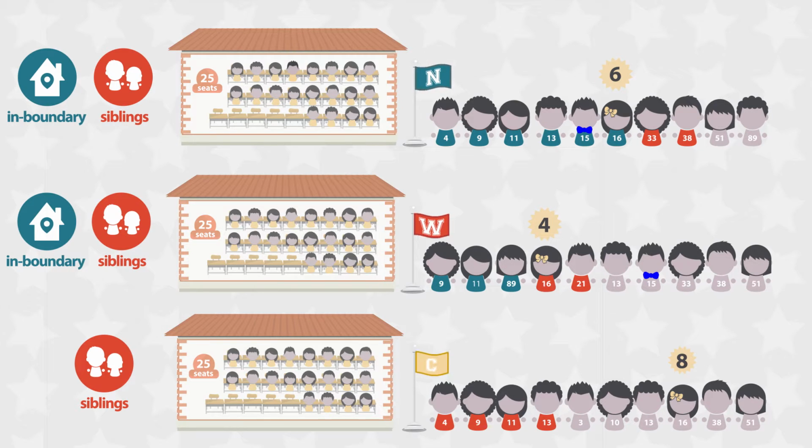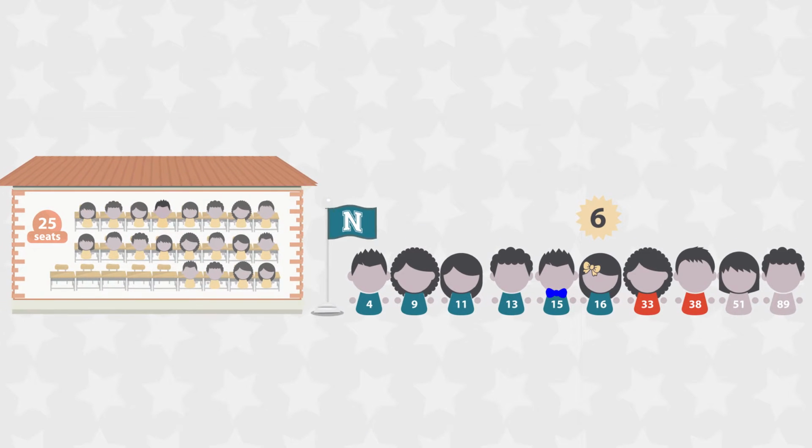Now that we know where Kayla is in each line, we can find out what school she is placed at by looking at the way she ranked those schools on her application. First, we try to assign her to her first choice. Let's see what happens. Kayla is 6th in line.